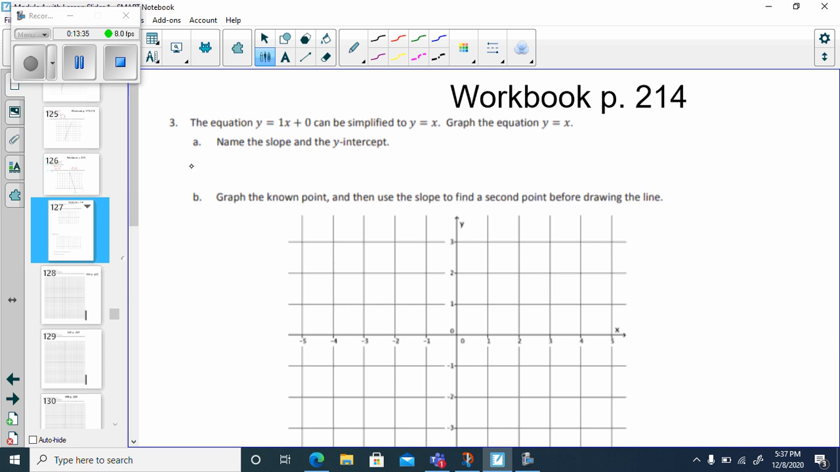This is on page 214. Y is equal to 1x plus 0, or, you know, the 0 doesn't matter if you're adding it. Y is equal to 1x, or you can get rid of the 1 because multiplying something by 1 doesn't change it. Y is equal to x, just period. What would be the slope? The slope would be 1. What's the y-intercept? It's 0. See, here's the equation. Y is equal to x. It's the same as this equation right here, okay?